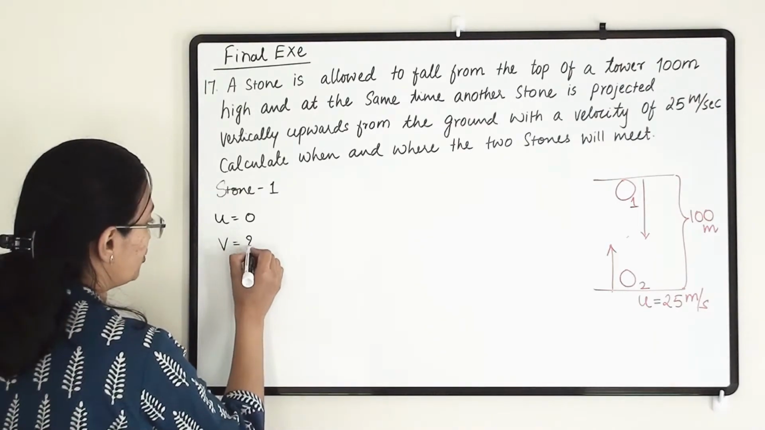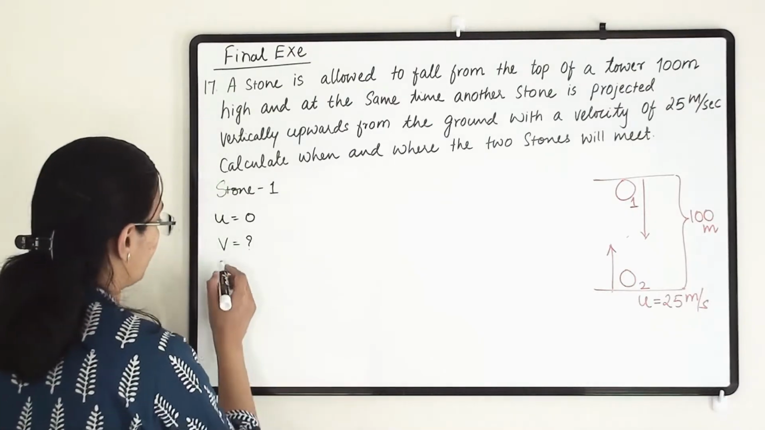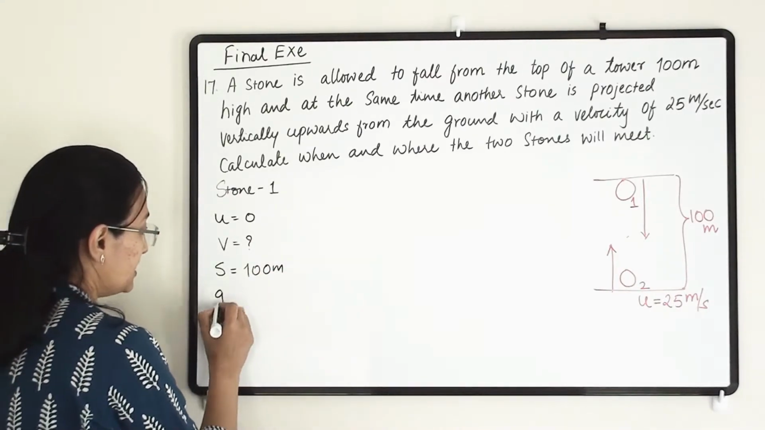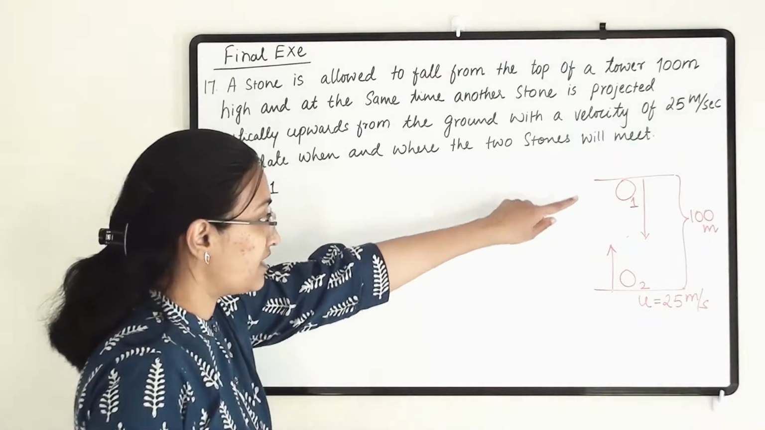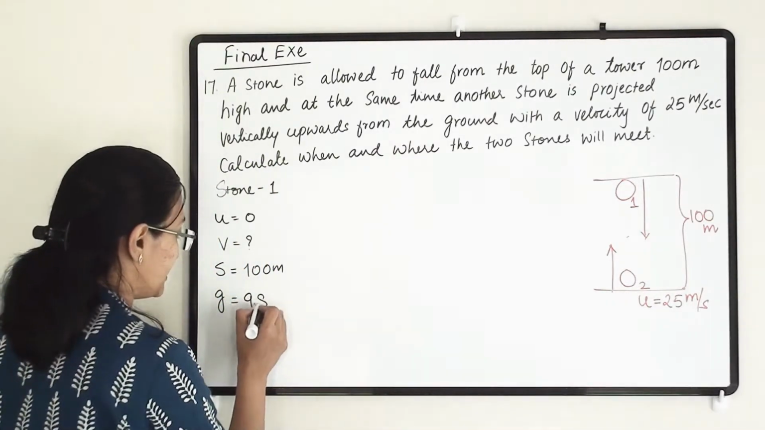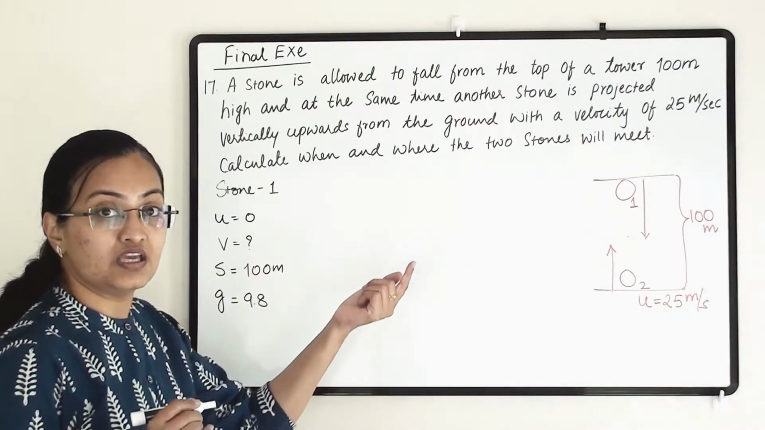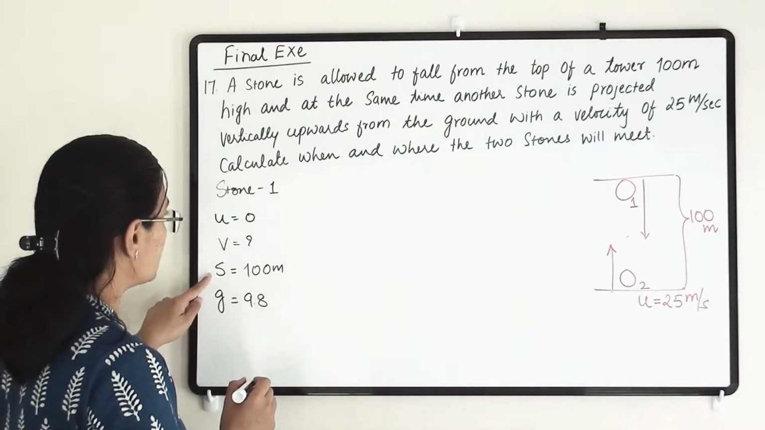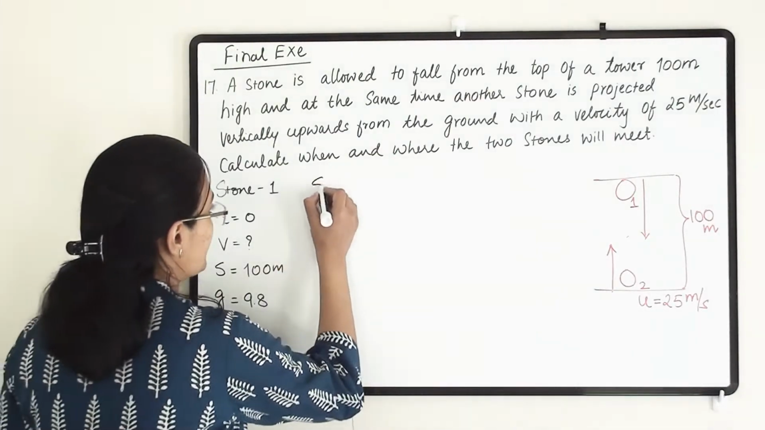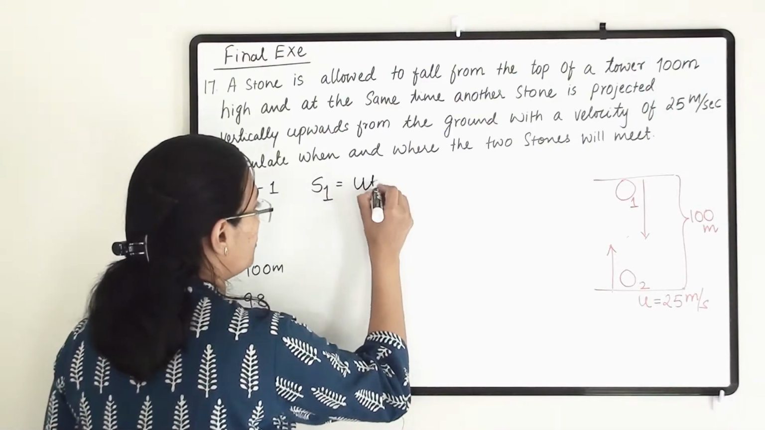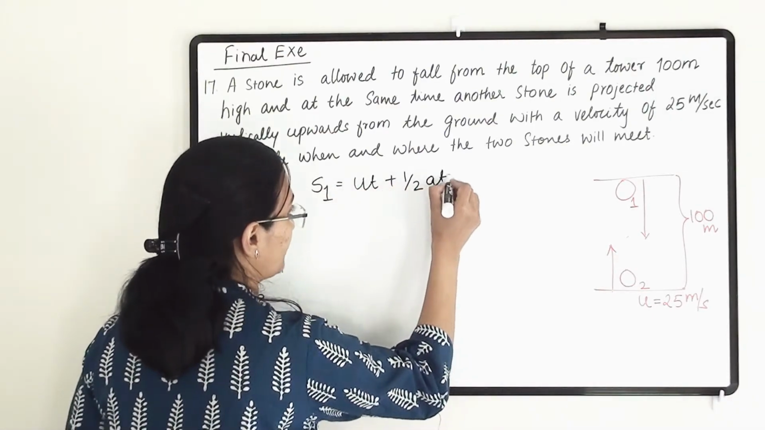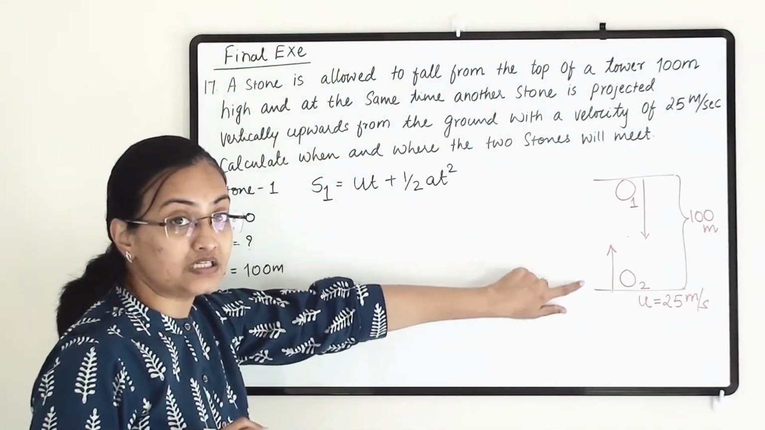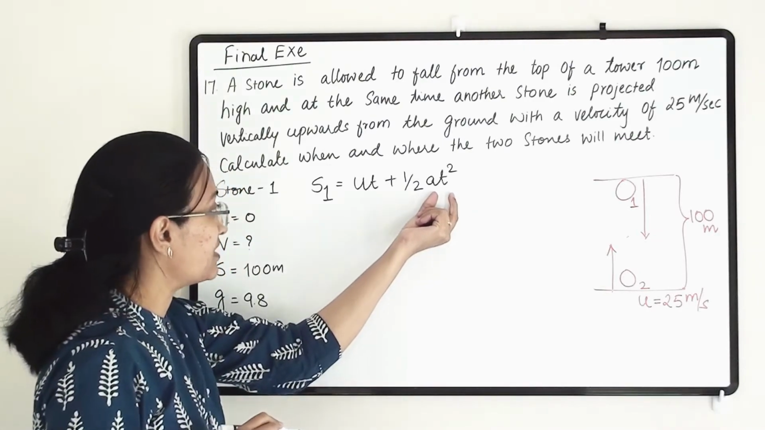Then the final velocity we do not know. The distance it will cover is 100 meter. Now g, in case of stone 1 which we are dropping, is going to be 9.8 and it is towards the earth, in the direction of the motion, so this is going to be positive. Now let us first find the distance for stone 1. So S1 equals ut plus 1/2 at square. Now time we do not know, how much time it will take to meet the second stone, so we are going to keep this time as t only.